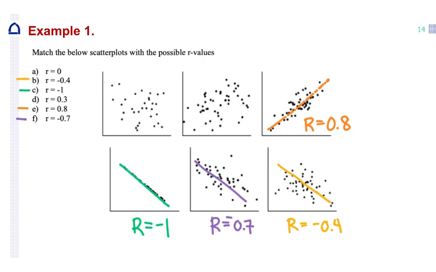And then these two, neither look very good, but let's say this one looks a little bit better. And so that would be r equals 0.3. They're not very tight to a line, but I can kind of see an upward trend. And this last one, I really don't see any pattern at all. I would put this one at r equals 0.